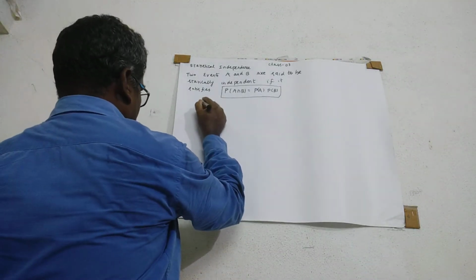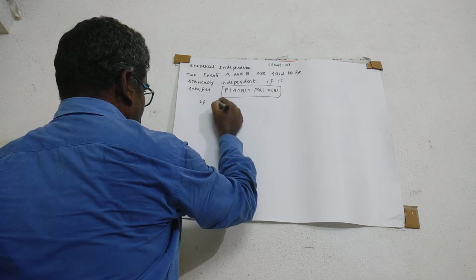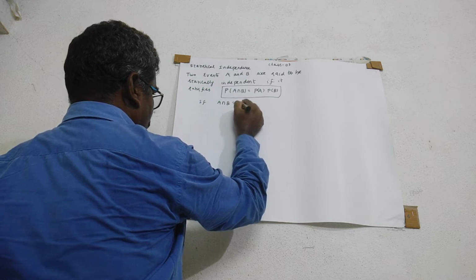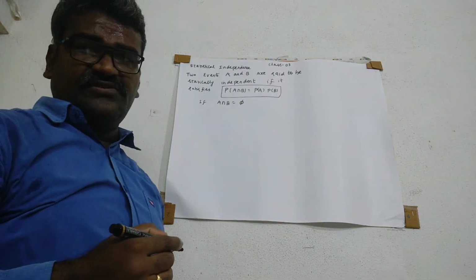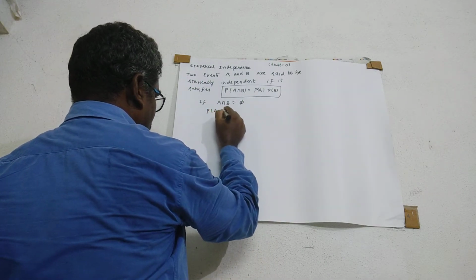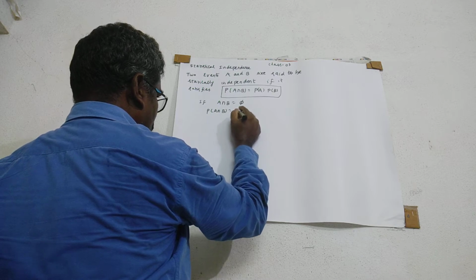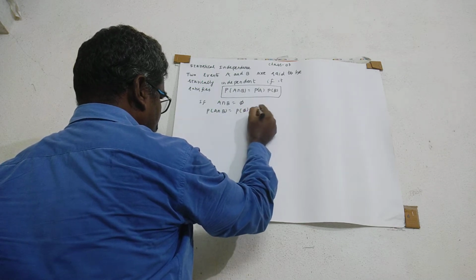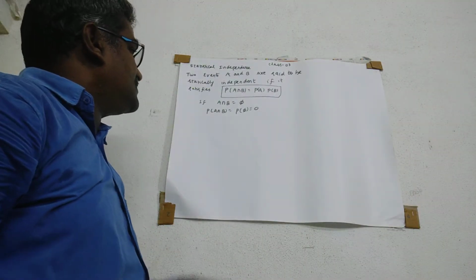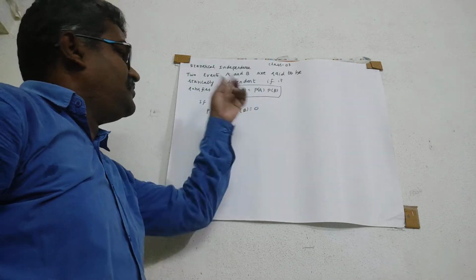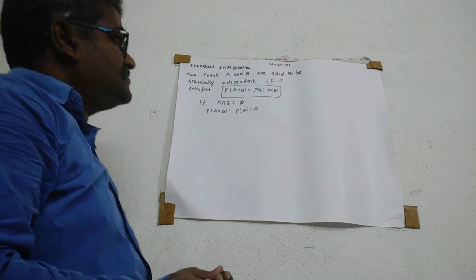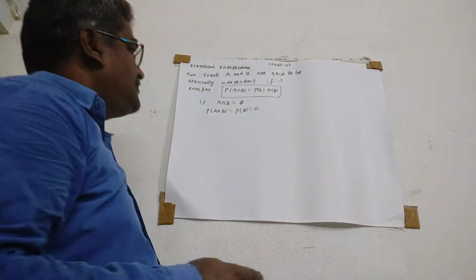Say for example, we have some condition: if A intersection B is equal to phi, what does it mean? Both A and B are mutually exclusive in nature. Then the probability of A intersection B is equal to the probability of the null set, which is equal to 0. What does it mean? The probability of joint occurrence is equal to 0 for mutually exclusive events A and B. Now let us enter into some more example problems.